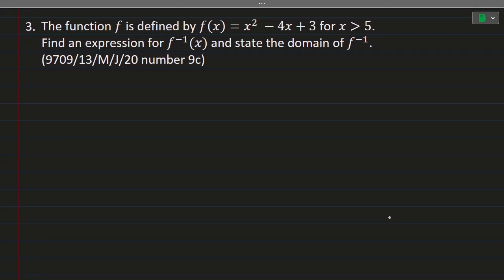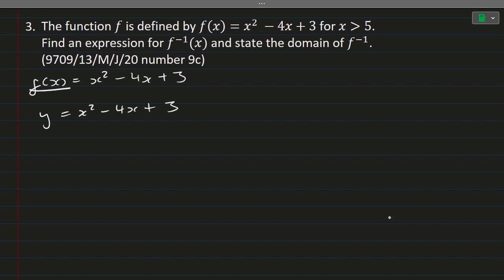The function f is defined by f of x is equal to x squared minus 4x plus 3 for x is greater than 5. Find an expression for f inverse of x and state the domain of f inverse. Let's start by finding an expression for f inverse of x. So we're given that f of x is equal to x squared minus 4x plus 3. Let's replace f of x with y. It becomes y equals x squared minus 4x plus 3.